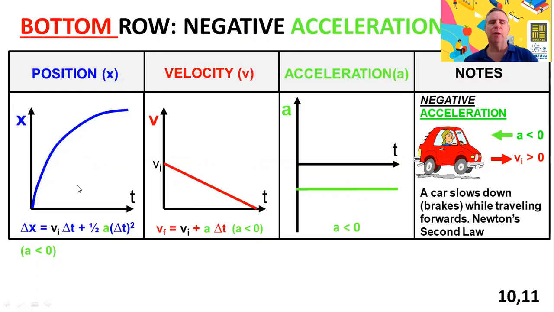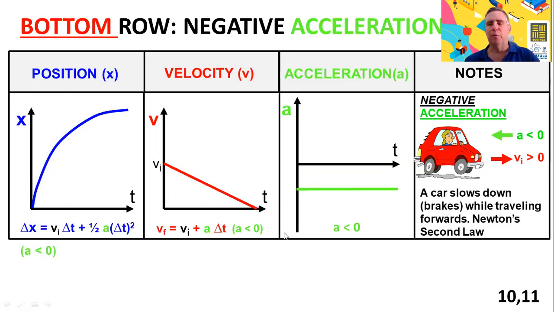Pupils often make the mistake of thinking if the velocity is decreasing, the position is also decreasing. It's not. Remember, when you put your brakes on in the car, you're still traveling forwards. But instead of the graph curving up, it curves down. So this is an upside down parabola. We flipped it upside down. Why? Because a is less than naught. So again, the same equation, but governed by the fact that acceleration is less than naught.